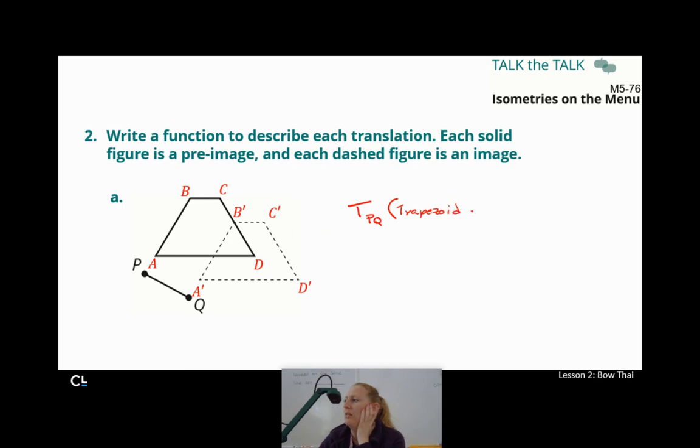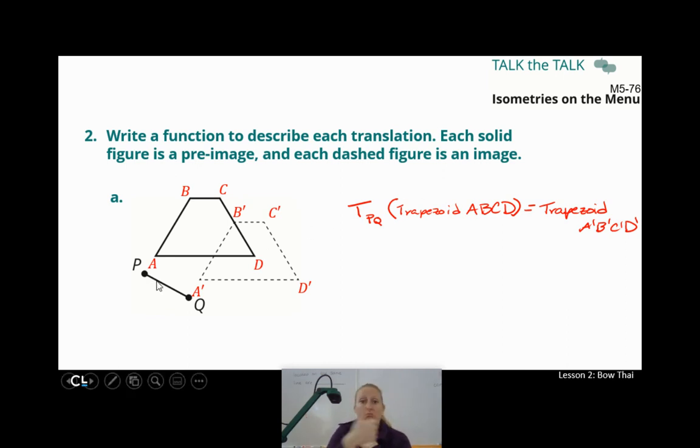I'm translating trapezoid A, B, C, D, and the result is the image trapezoid. So the result is trapezoid A prime, B prime, C prime, D prime. Sorry, I'm running out of space. And that's it. That's all you have to do to describe the translation. You just wrote a function that describes this translation.